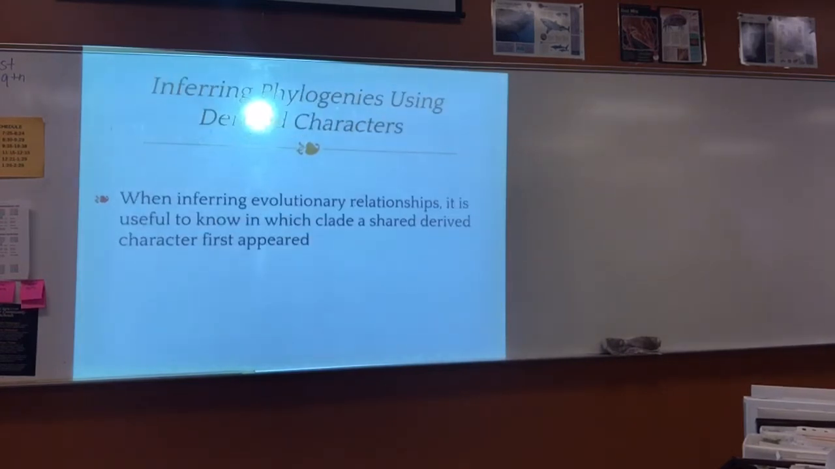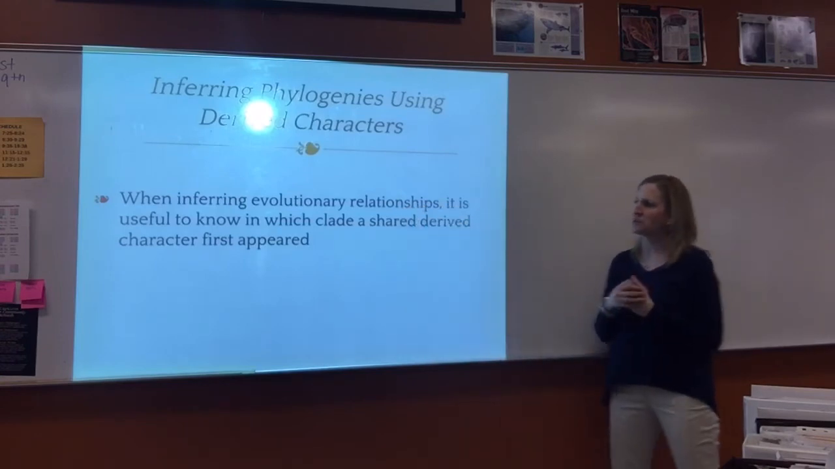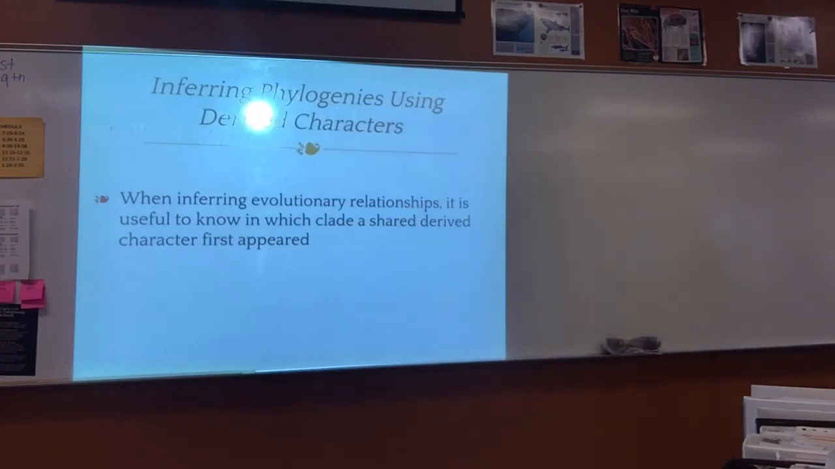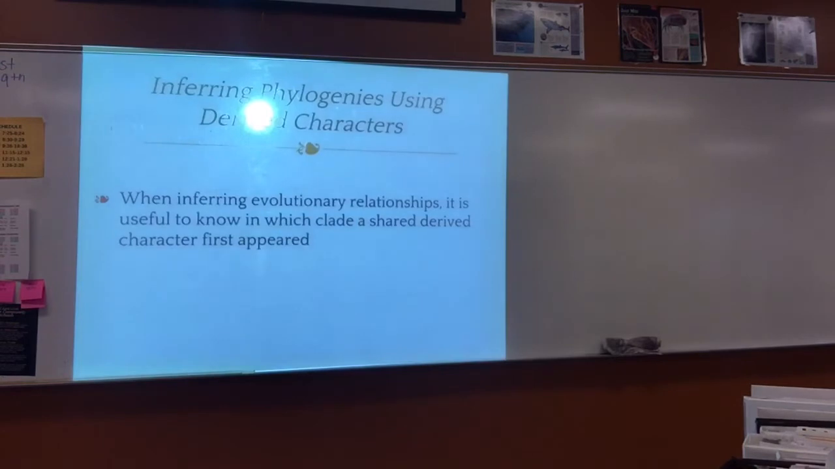So, when looking at and inferring these evolutionary relationships, it's useful to know in which clade a shared derived character first appeared. So where do we first see this character?